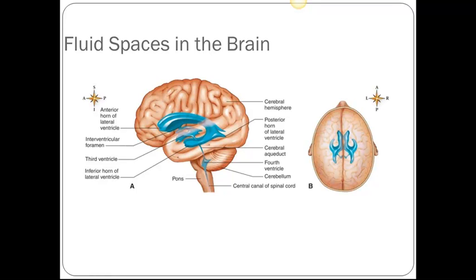Fluid spaces in the brain. Here is a picture of the ventricles and the fluid that moves throughout them. Fluid spaces are between the pia mater and the arachnoid mater in the brain and the spinal cord. It also fills spaces in the brain called cerebral ventricles.